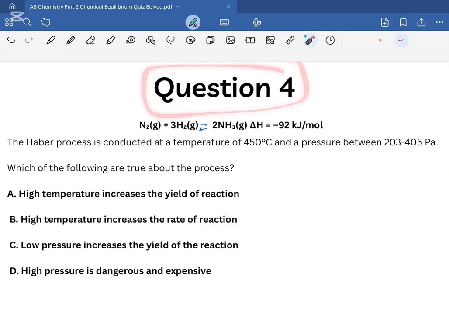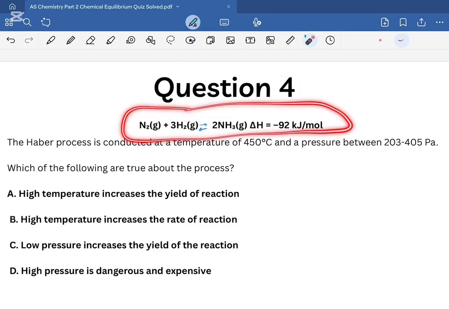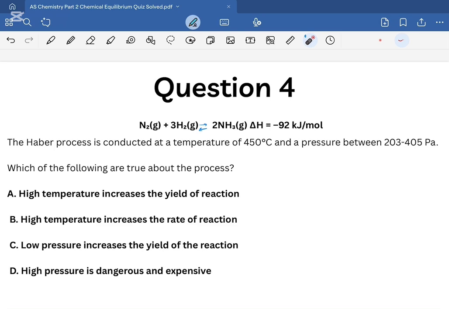Now for question 4, we have this reaction again, and the Haber process is conducted at a temperature of 450 degrees Celsius and a pressure that's between 203 and 405 Pascal. Now, which of the following are true about the process? So let's look at each option. High temperature increases the yield of the reaction.